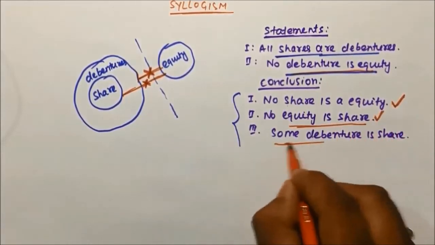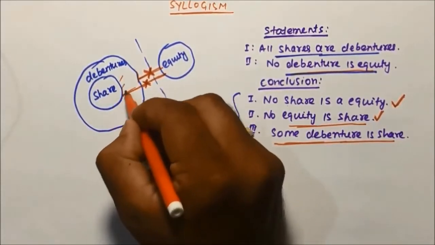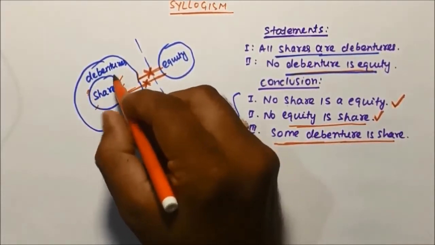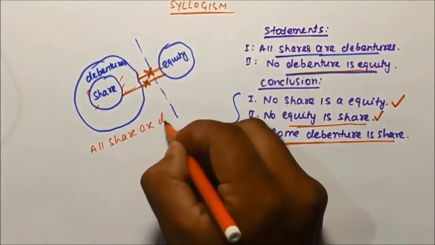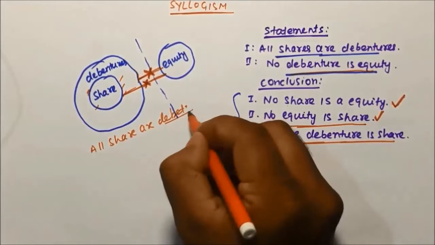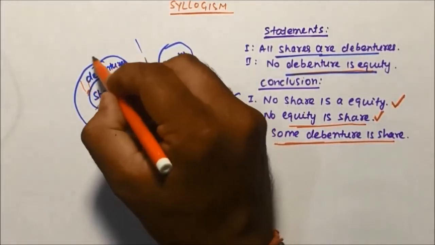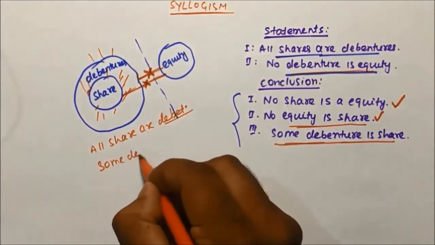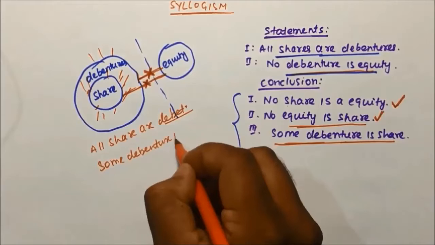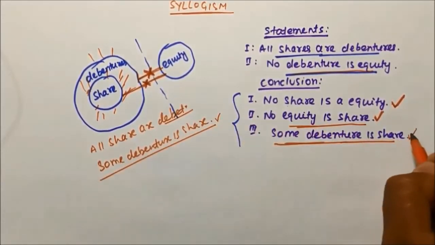Now if you see, some debenture is share. You can see from here all parts of share are inside the debenture. So we are saying from here all shares are debentures. But if we talk about the debentures, then only some part of the debenture is touching shares, not all the parts. Means we can also say some debenture is share. So some debenture is share will be the correct conclusion from here.